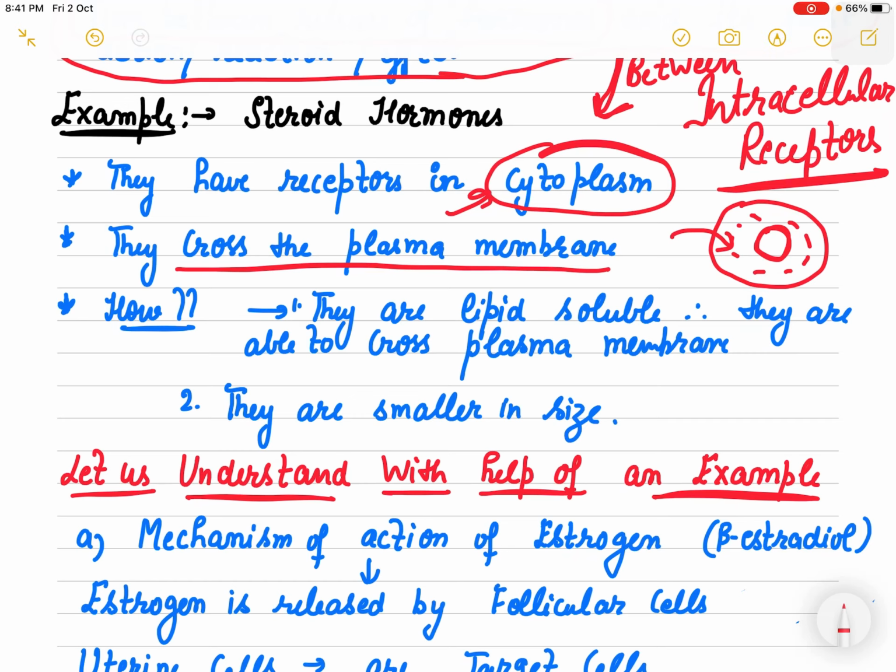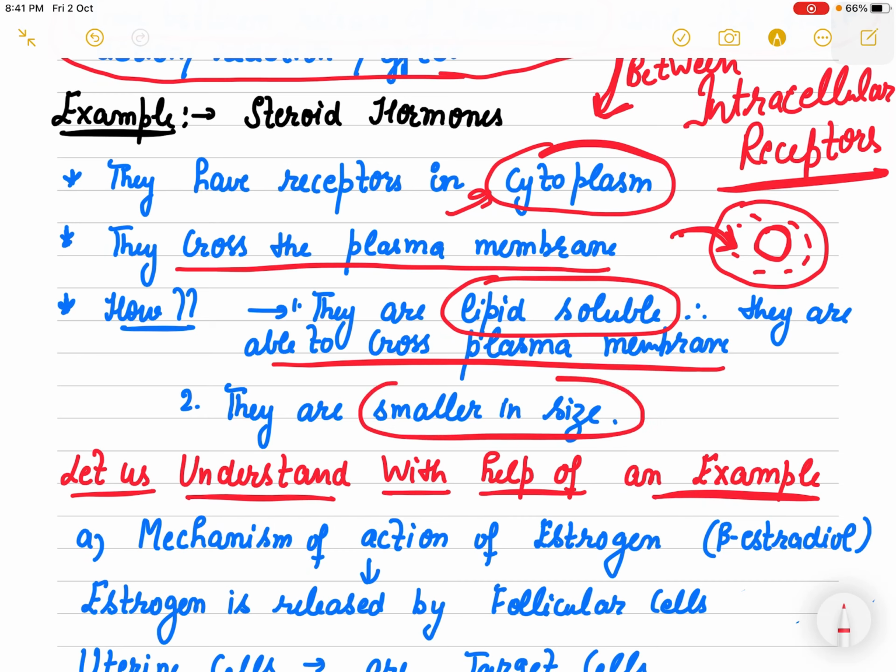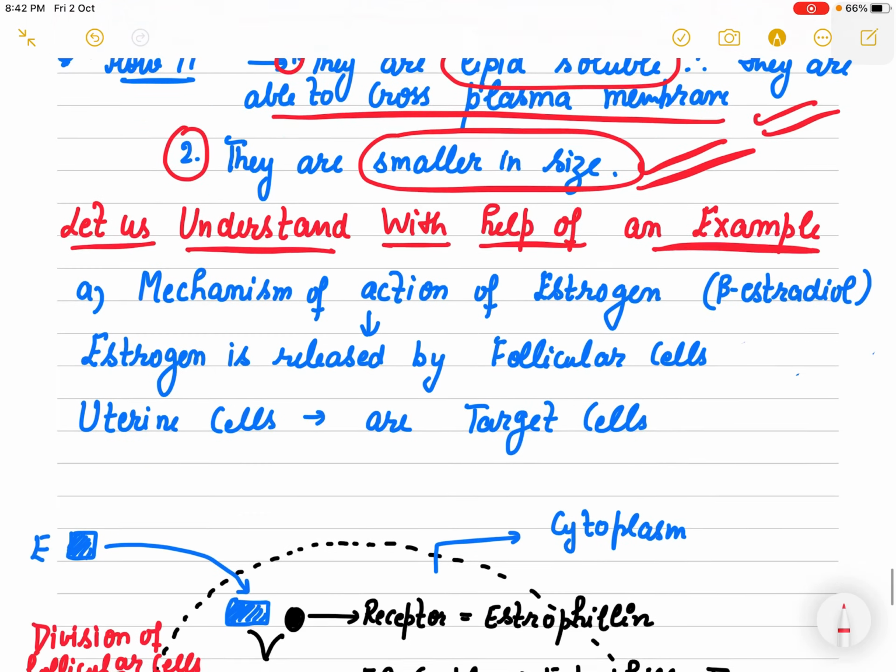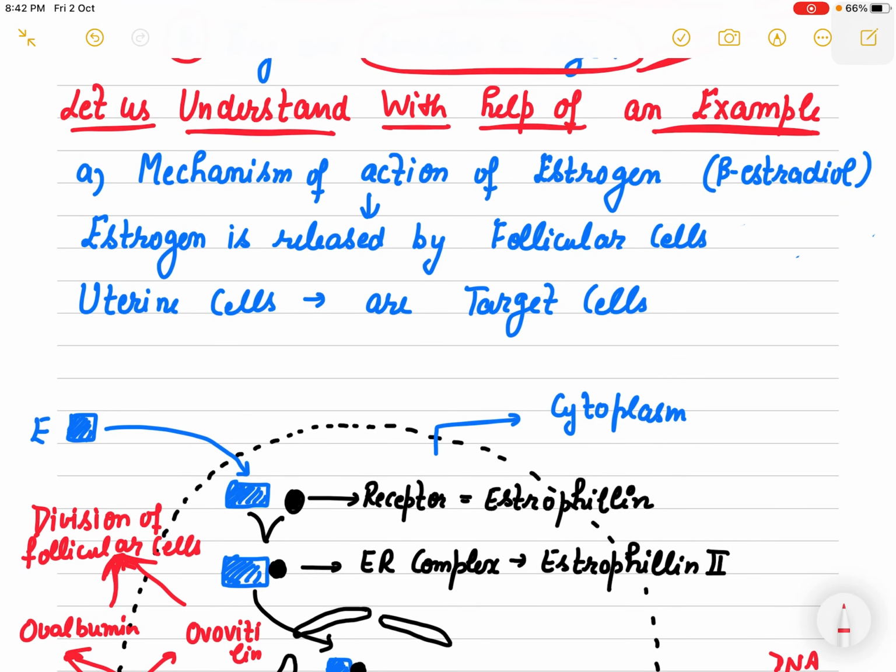The question came to our mind, how? First thing, because the plasma membrane has lipid here, they are lipid soluble molecules. They are very efficiently able to cross the plasma membrane. And second thing, anything can cross easily when it is smaller in size. So first thing, they are lipid soluble. Second, they are smaller in size, so they can cross the plasma membrane. So now let's talk about the example.